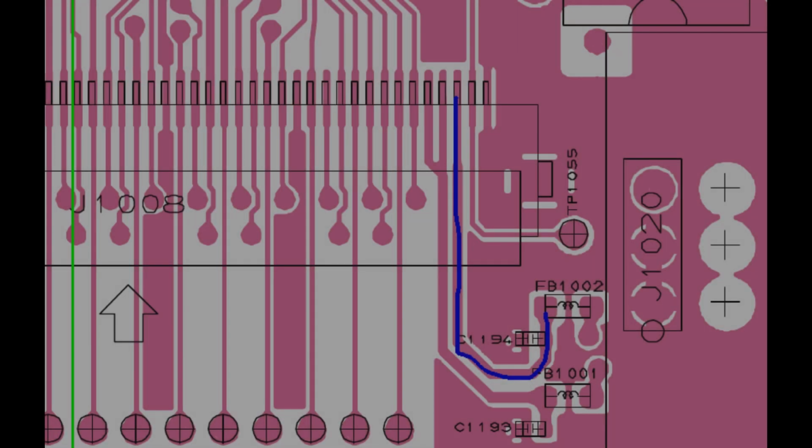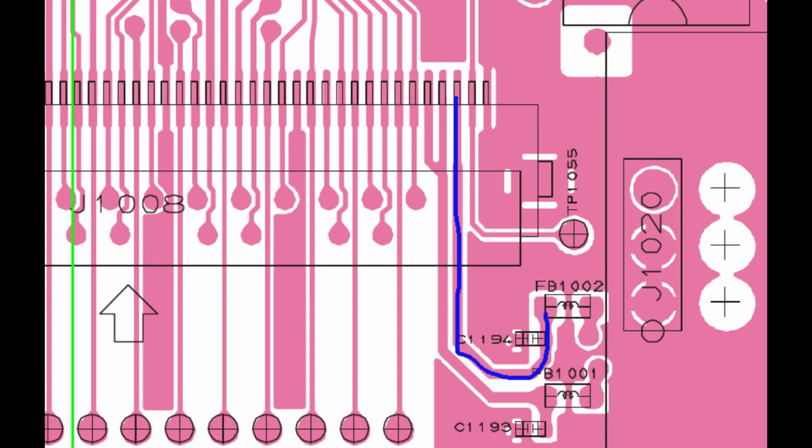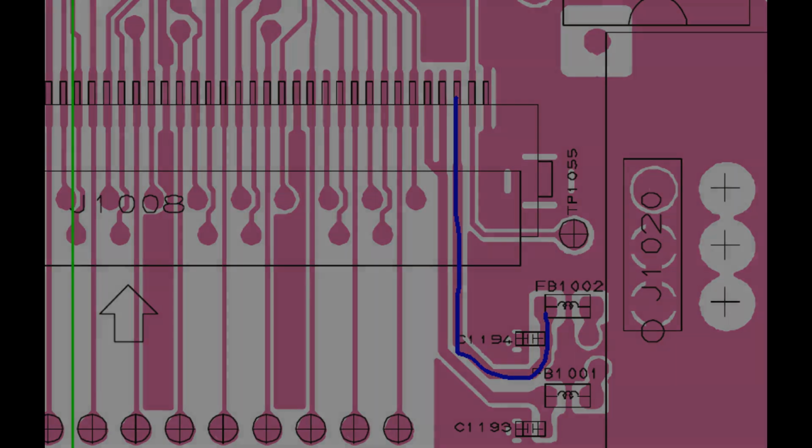The board layout on the service manual shows a trace connecting the FP1002 inductor, where the voltage is present, to the third pin from the right of the connector. It's the one marked in blue in this image. Clearly, this trace is broken somewhere under the connector.